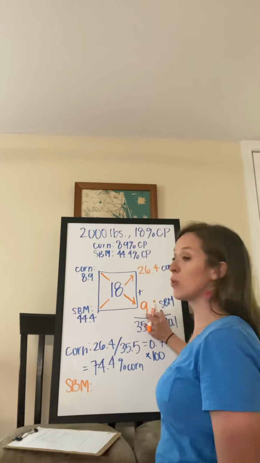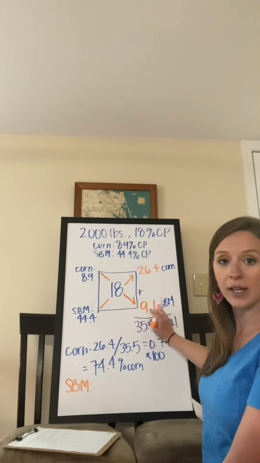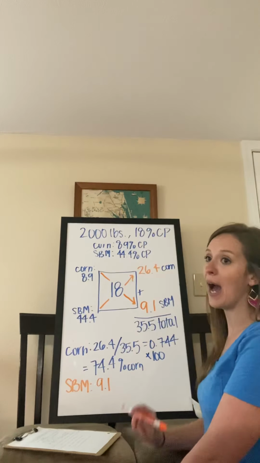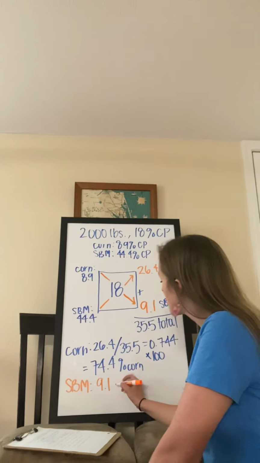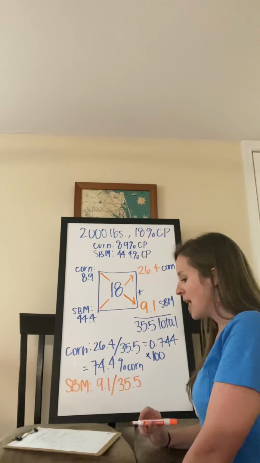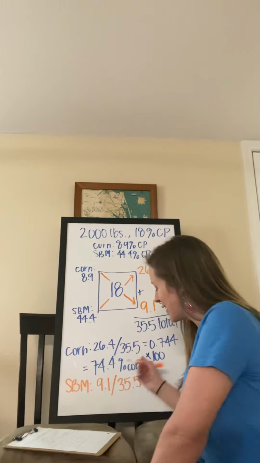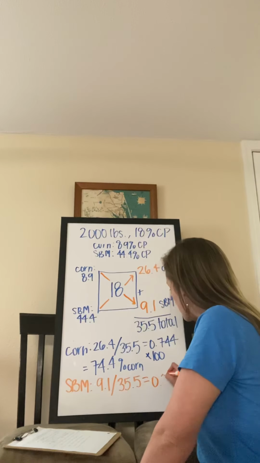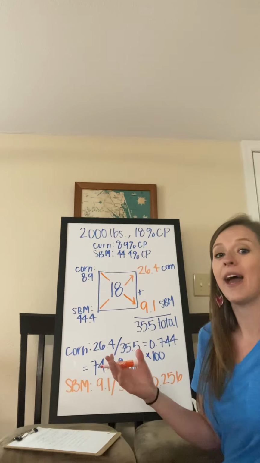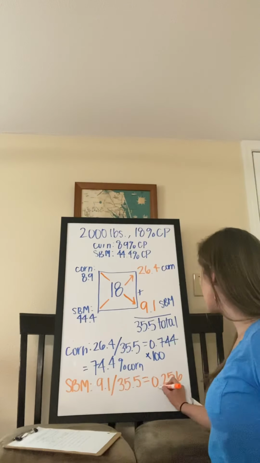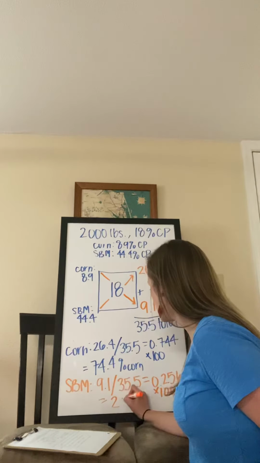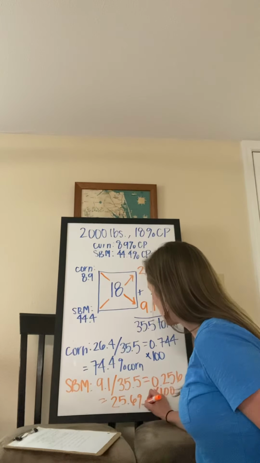So up here we said we're gonna have 9.1 soybean meal. So we take our 9.1 and we divide by that total again. So 9.1 divided by 35.5. Okay? And use our calculator. That's going to equal 0.256. All right? And then again, we need to get that into a percentage, so we just multiply by 100. And we get 25.6% soybean meal.